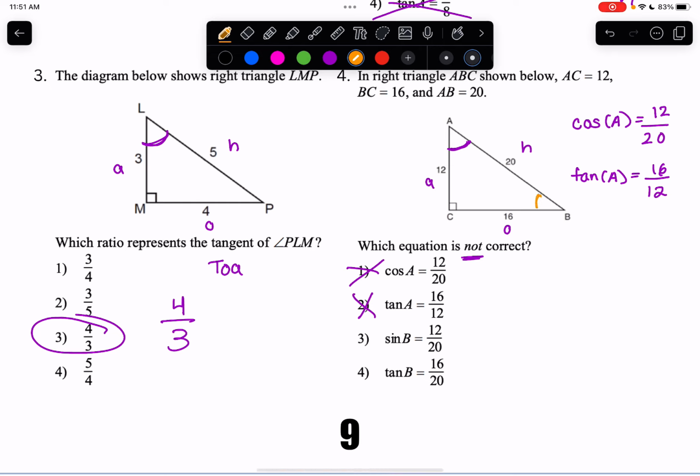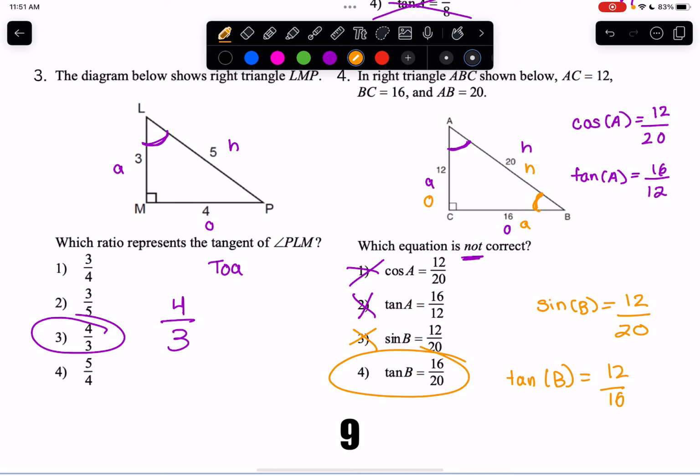Now they're looking at angle B, so this would be the adjacent, that's the opposite, and that's the hypotenuse. Sine of B is your opposite of 12 over your hypotenuse of 20, so it can't be 3 because that is also correct. Now I'm just going to double check. Tangent of B should be your opposite over your adjacent. So we can see that 4 is not a correct ratio. Therefore, that is the answer to this question.